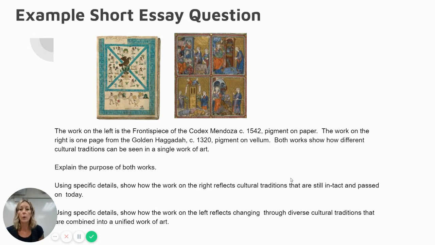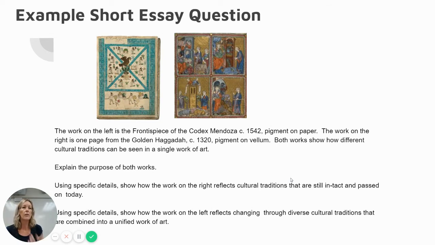So it says, the work on the left is the frontispiece of the Codex Mendoza, circa 1542. It's pigment on paper. And the work on the right is one page from the Golden Haggadah from circa 1320. It is pigment on vellum. Both works show how different cultural traditions can be seen in a single work of art.